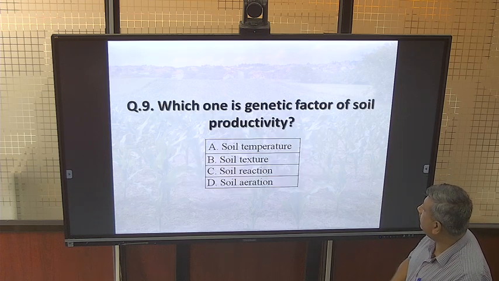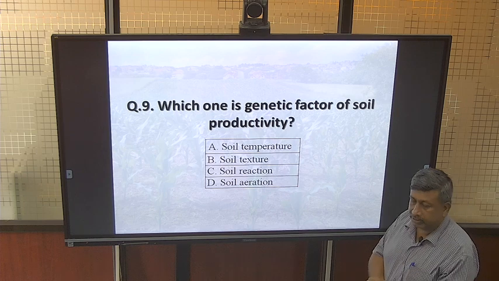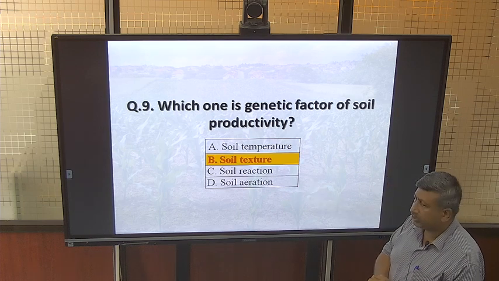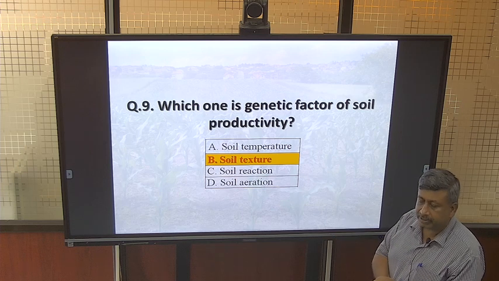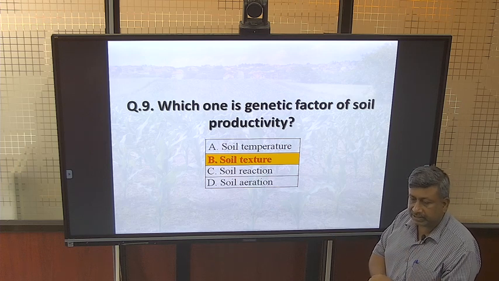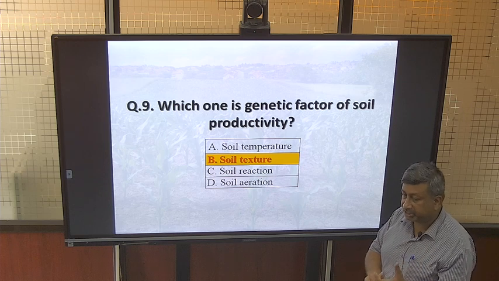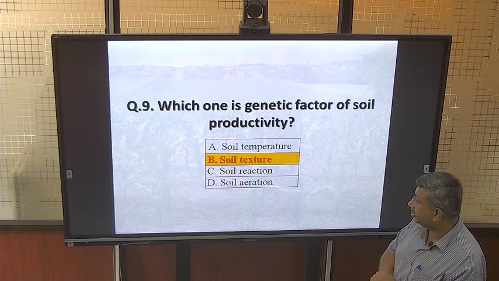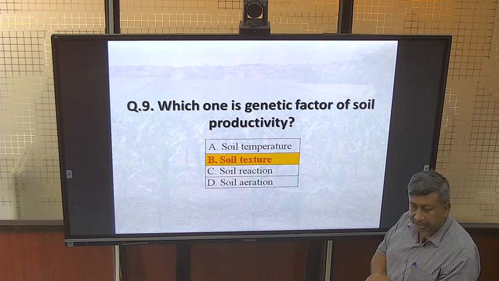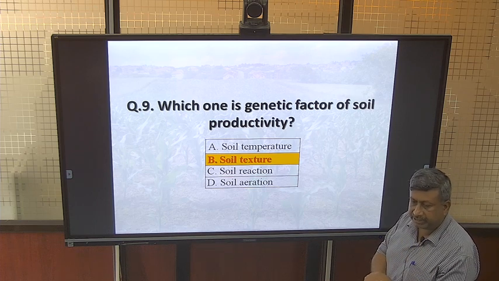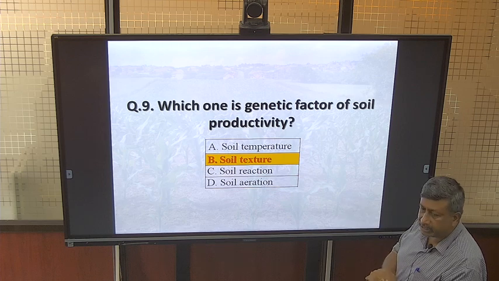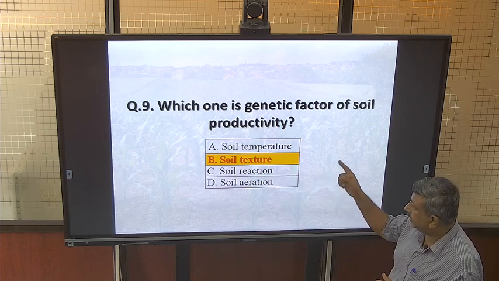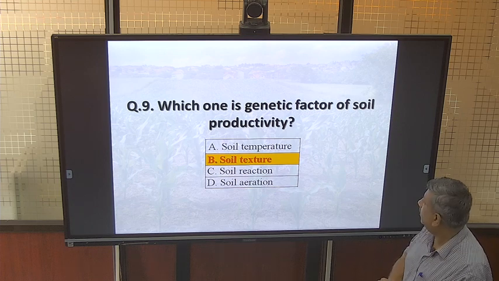Next is, which one is a genetic factor of soil productivity. Okay, so in case of genetic factor, it is soil texture. There are so many factors, but the genetic factor is soil texture, and this texture cannot be changed easily. Soil structure can be changed, soil aeration can be changed, soil reaction, pH can be changed by the addition of lime or any acidifying material, but soil texture cannot be changed. When it is formed, it remains as such, and it is the genetic factor of soil productivity.